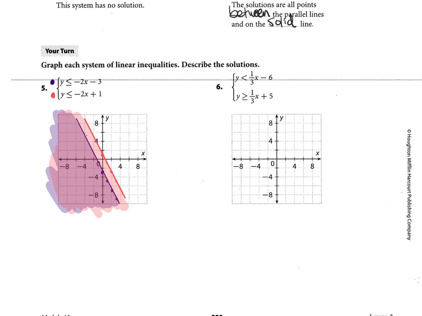And it also says describe the solutions. Well, the solutions in this case are the same as the solutions to the purple graph, because the purple and the red overlap in the same section as the purple already had.